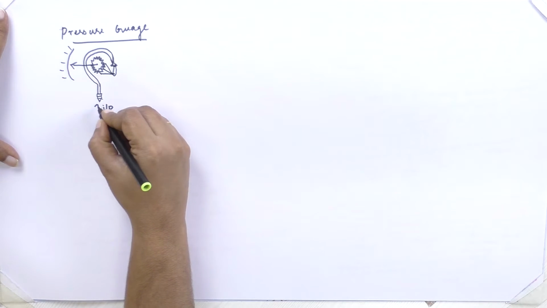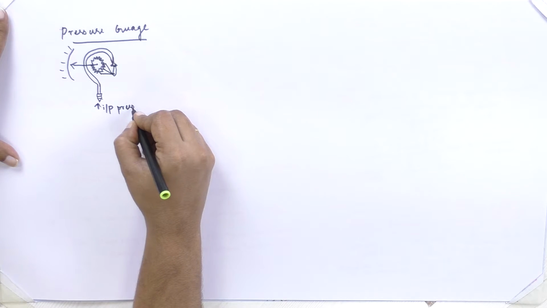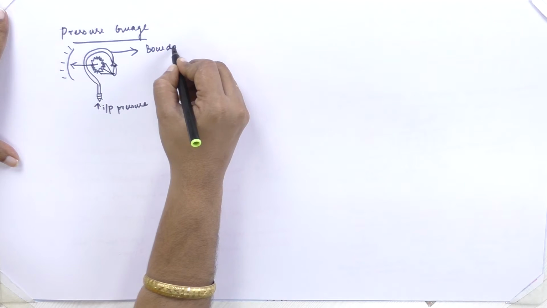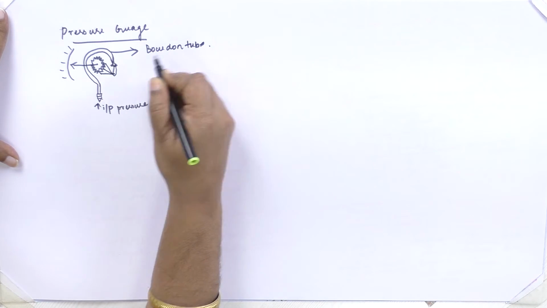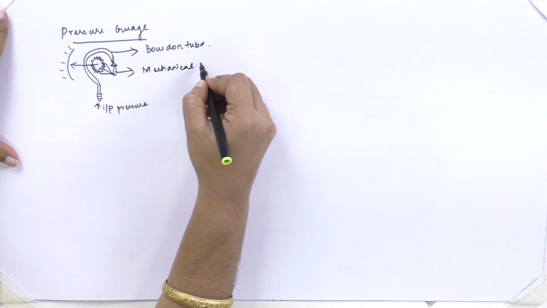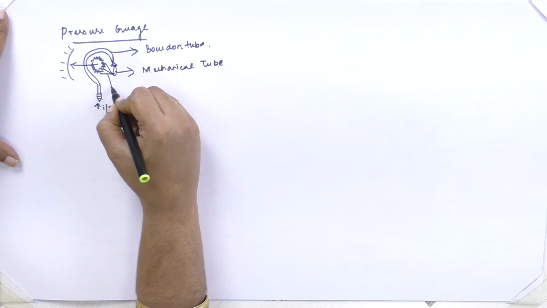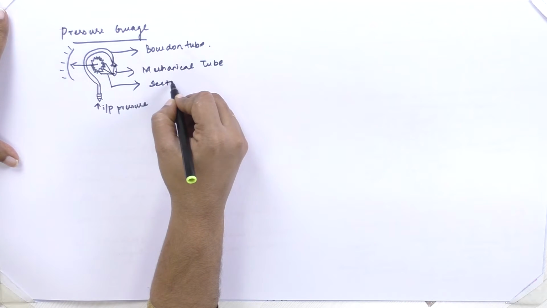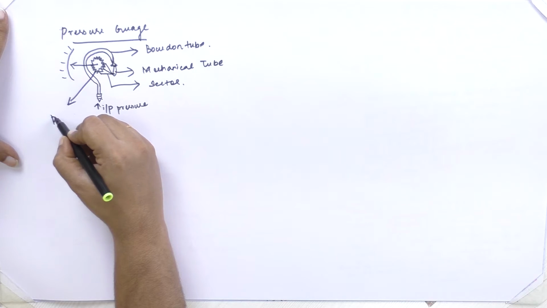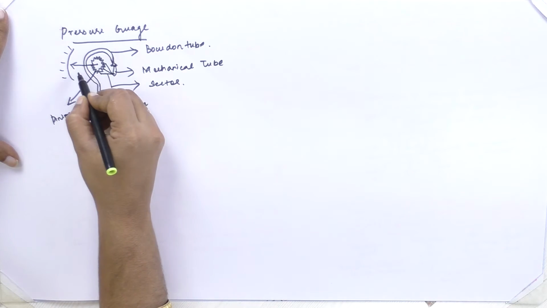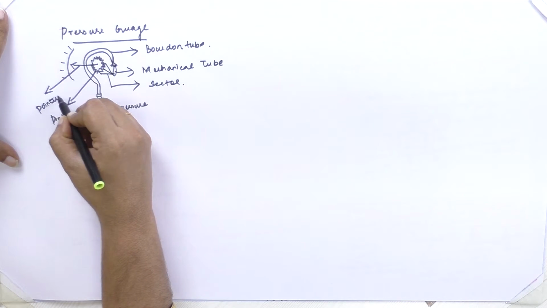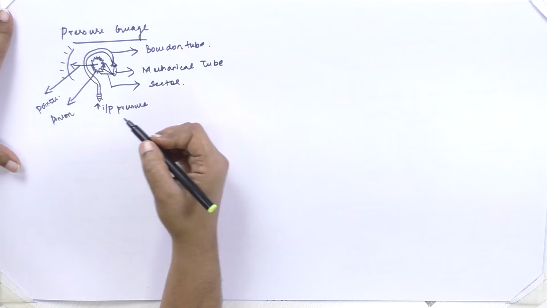So, the input pressure will be given here. This one is the Bourdon tube. This is the mechanical linkage which links the Bourdon tube with this sector. This pinion gearing arrangement will be connected to the sector and the pointer which moves over the scale.